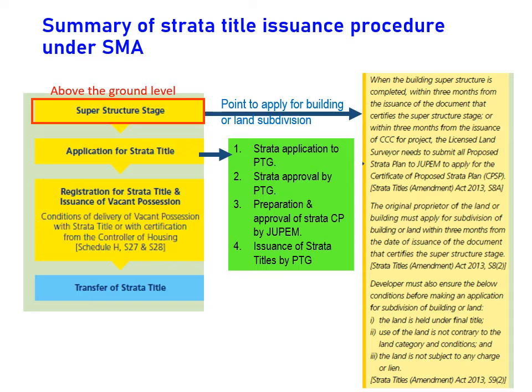So when the construction has reached the superstructure stage, developer can immediately apply for subdivision if the land is in their name directly, or if the land is under proprietor's name, using the power of attorney document. Now go to the next slide.